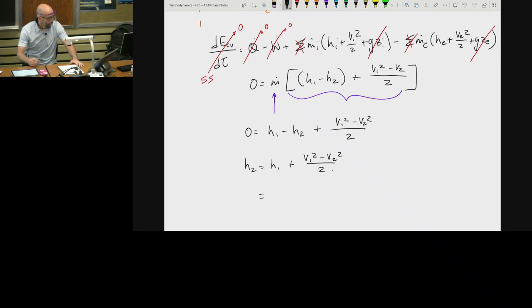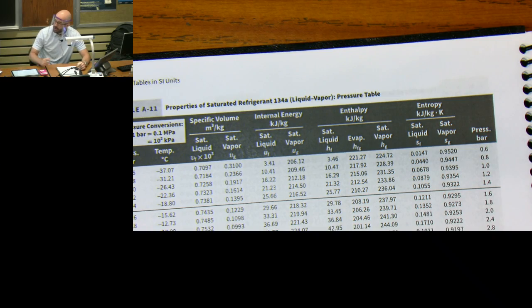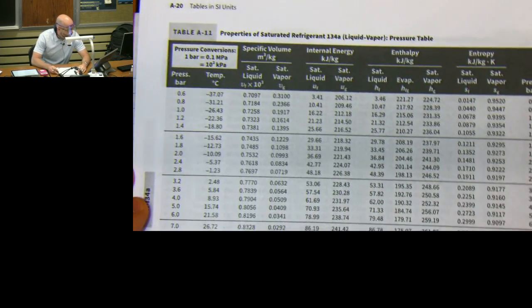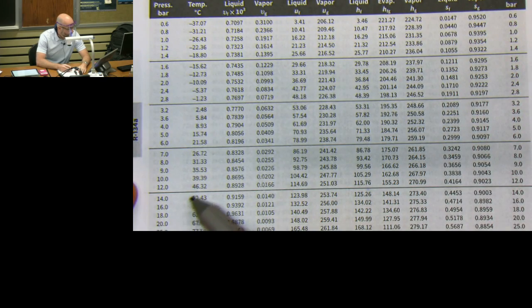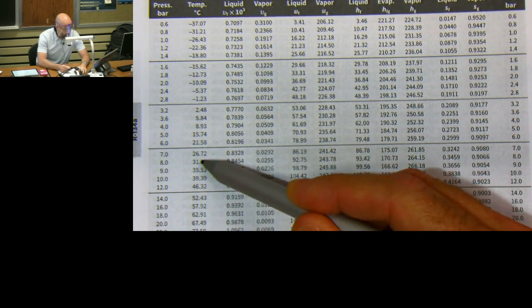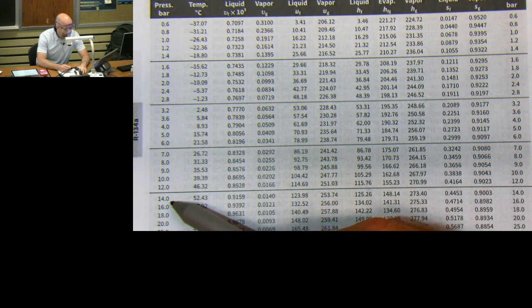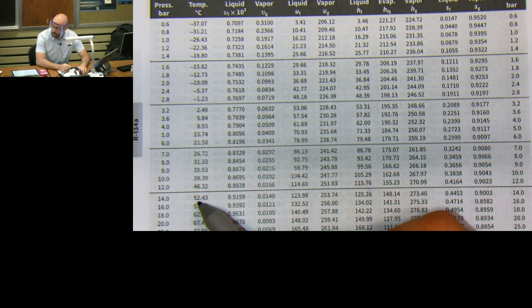I have my trusty tables here, and I know that it said we were at 14 bars, 60 degrees Celsius. I'm going to do this in my head. I saturate at 14 bars, which is a line that goes up like this. I go across the vapor dome at 52.43. I'm at 60, which is above that number, so I know that I'm going to be a vapor.